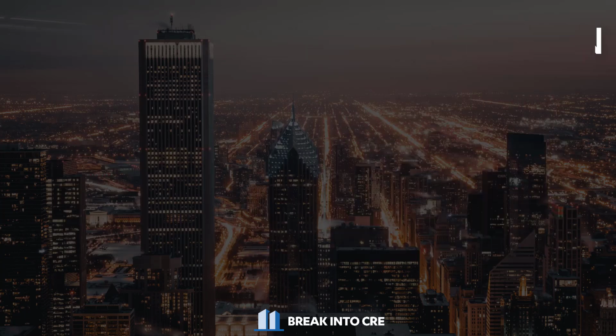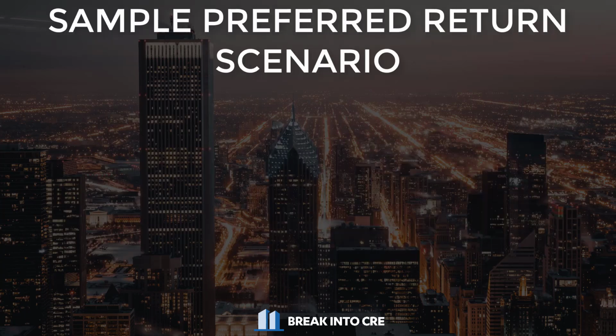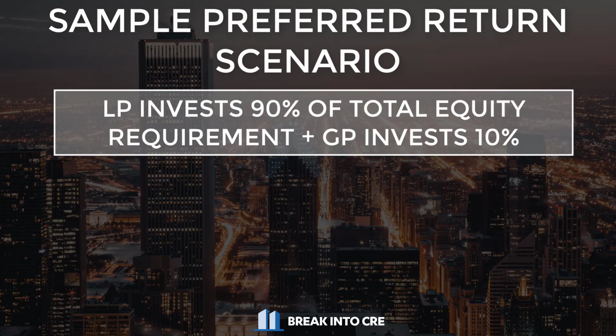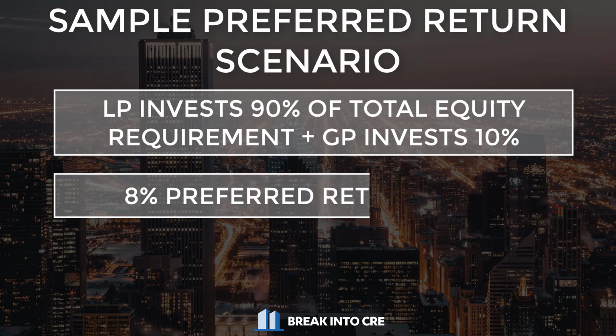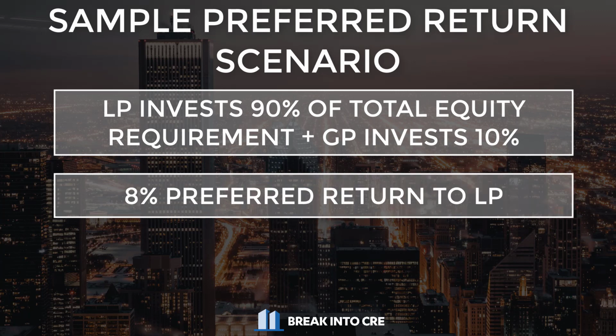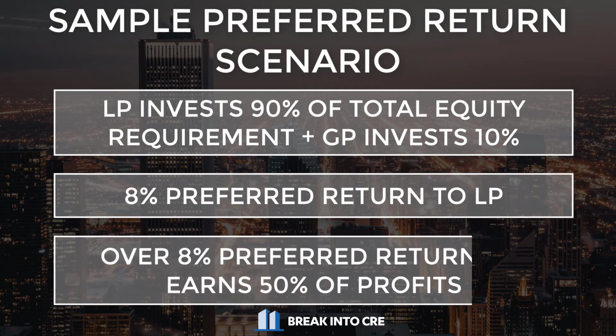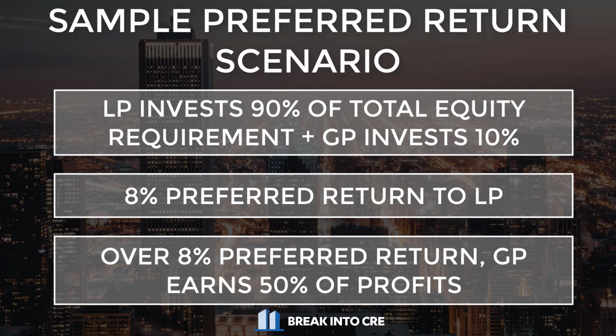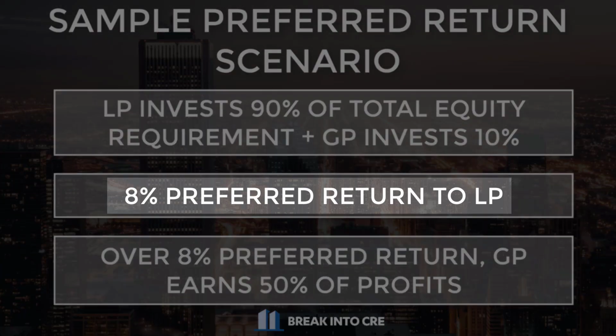So if the limited partner, or LP, says to the GP, or the general partner, I'll invest 90% of the equity and I expect an 8% annualized rate of return, but then over that 8% annualized rate of return, you can take 50% of whatever my profit share would be, that 8% IRR is going to be the preferred return hurdle. So if we're talking specifically about GP catch-up structures, how does the preferred return actually come into play?